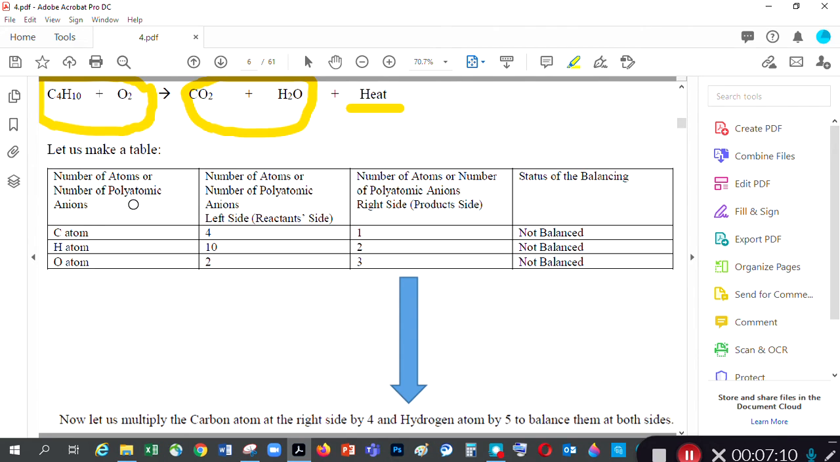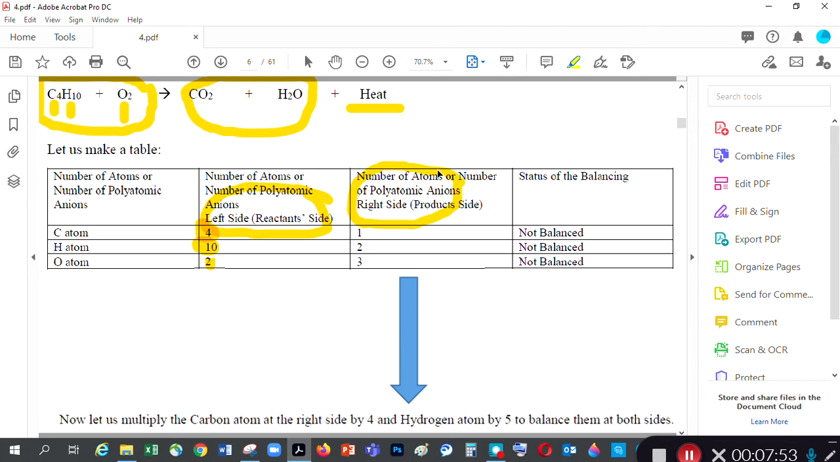The table will be the number of atoms or polyatomic ions. So we have carbon, hydrogen, and oxygen, 3 atoms. Do we have a polyatomic anion? No, we don't. So this is the reactant side, that's left, and this is the product side. Now, I'm looking at the number of atoms at the reactant side. I have 4 carbon, 10 hydrogen, and 2 oxygens.